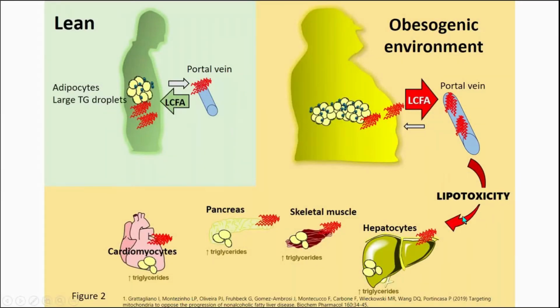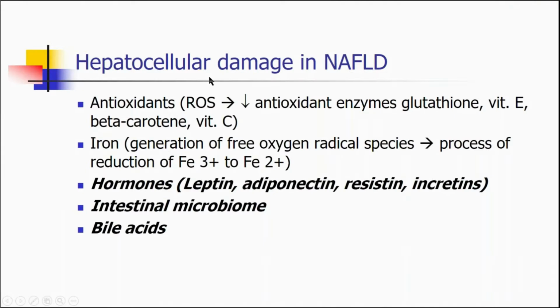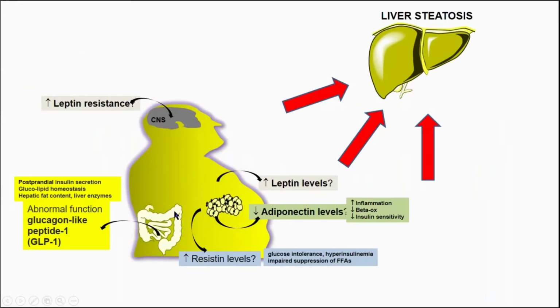This lipotoxicity will act not only on the liver, but also on the skeletal muscle, on the pancreas, and on cardiomyocytes, also working together to increase the hepatocellular damage. Less antioxidants, even iron might be important during the process of reduction from iron 3+ to iron 2+, and also some hormones, intestinal microbiome, and bile acids. Let's see some of these additional factors.